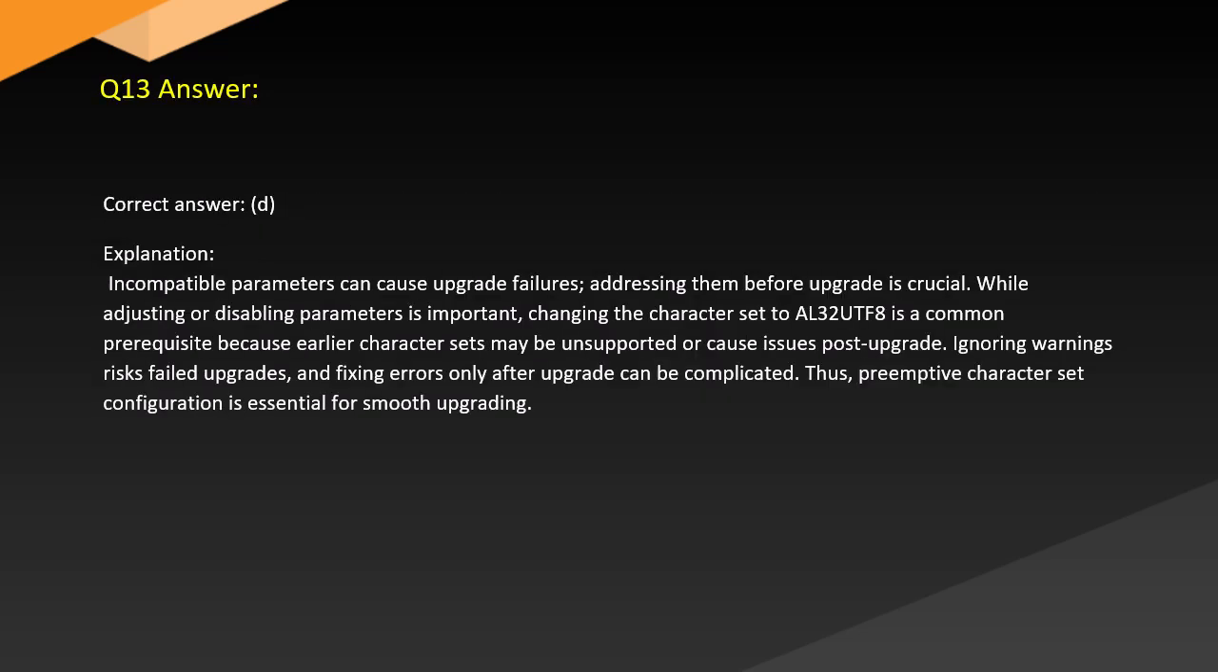Answer. Correct answer: D. Explanation. Incompatible parameters can cause upgrade failures. Addressing them before upgrade is crucial, while adjusting or disabling parameters is important.